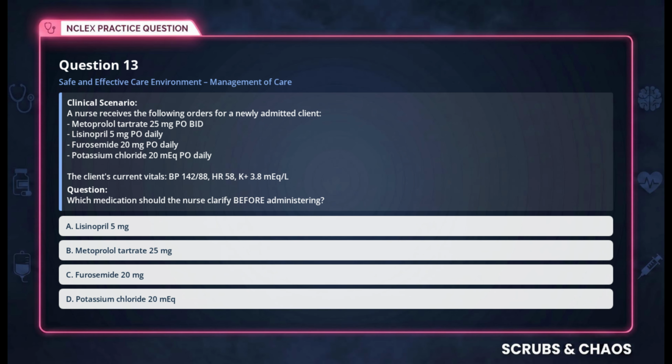A nurse receives orders for a newly admitted client. Metoprolol tartrate 25 mg by mouth twice daily, lisinopril 5 mg daily, furosemide 20 mg daily, and potassium chloride 20 milliequivalents daily. Current vitals, BP 142/88, heart rate 58, potassium 3.8. Which medication should the nurse clarify before administering? A, lisinopril 5 mg. B, metoprolol tartrate 25 mg. C, furosemide 20 mg. D, potassium chloride 20 milliequivalents.